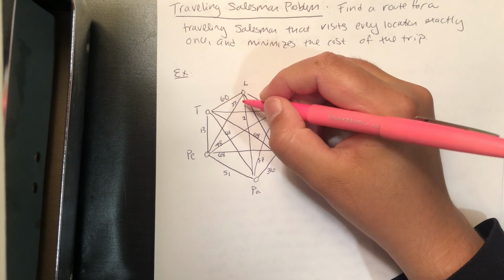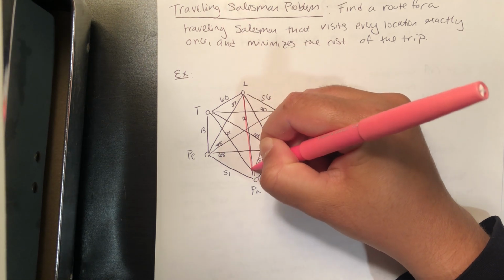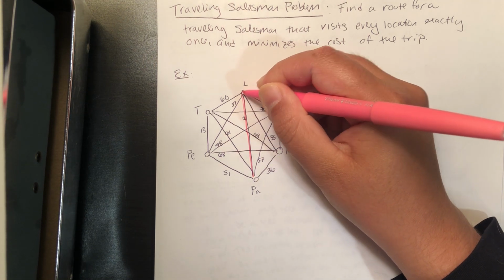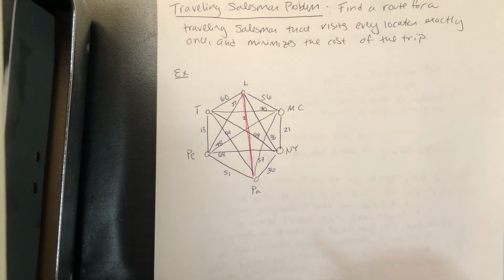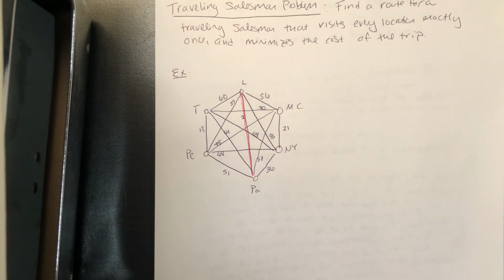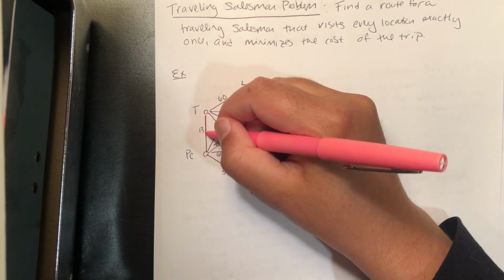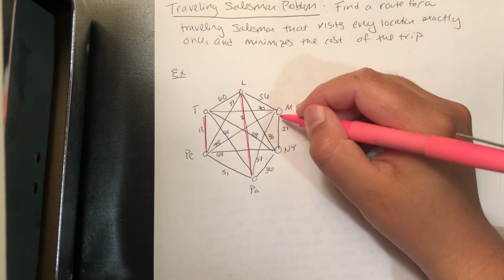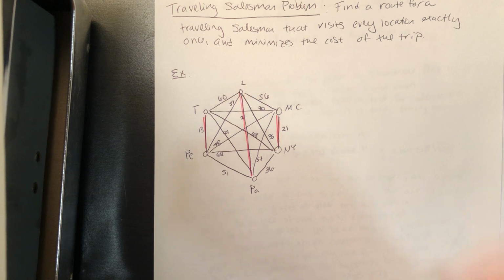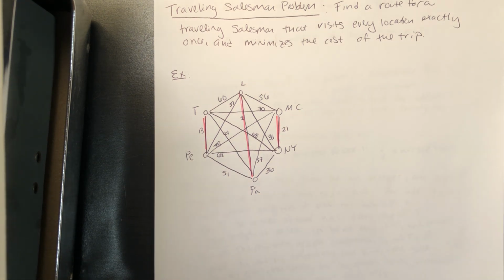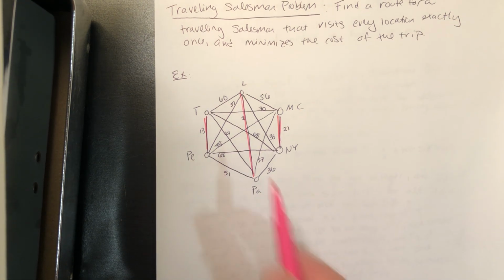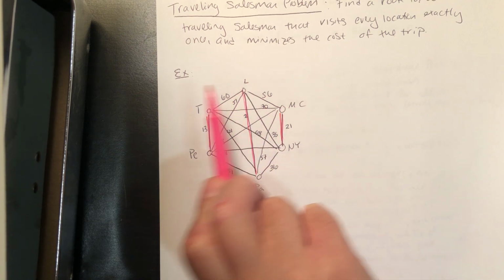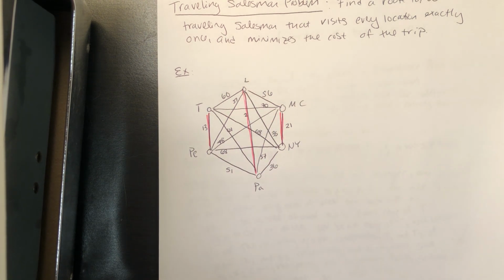I would start by trying the cheapest edge possible, right? The cheapest edge is, for some reason, it only costs 2 units, dollars, whatever it is, to travel from L to PA. So I'm going to try to include that. The next cheapest, I believe, would be 13 from T to PE. And the next cheapest after that is 21, the cost from MC to NY. All right, now I need to find some kind of a Hamiltonian path here, which means I need to connect these little segments to each other in some kind of a way.